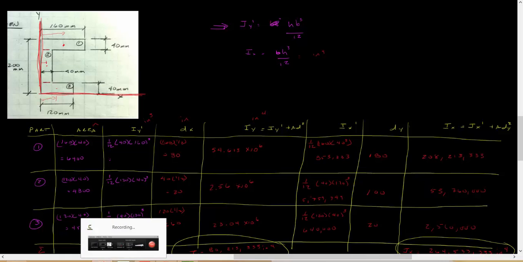I'm going to go over the next problem. It's going to be the same C channel, but we're going to have to find the centroid and then find our moment of inertia about the centroid.